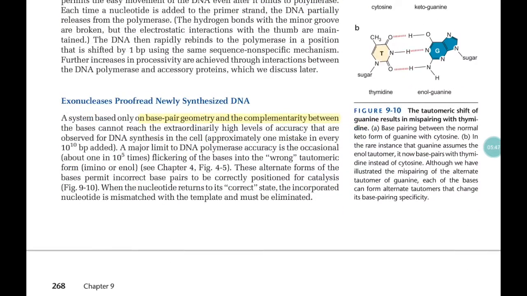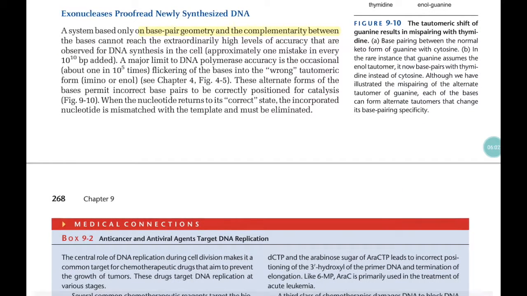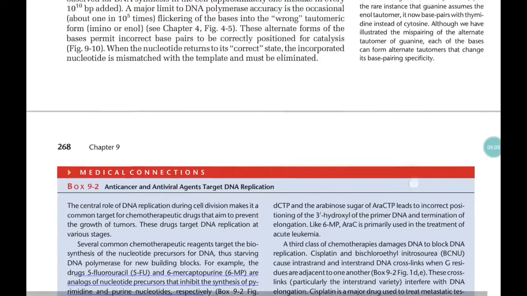A system based only on base pair geometry and complementarity between the bases cannot reach the extraordinarily high levels of accuracy that are observed for DNA synthesis in cells. So about 1 in 10^5 times, the wrong nucleotide is incorporated.